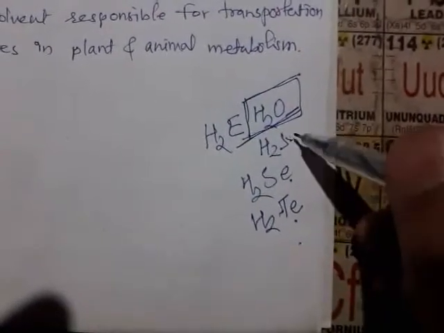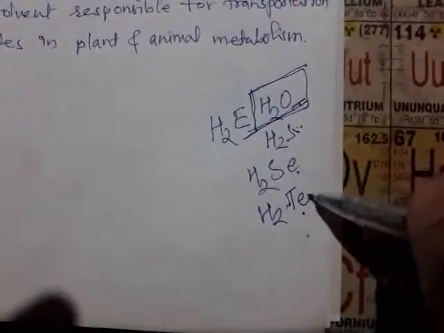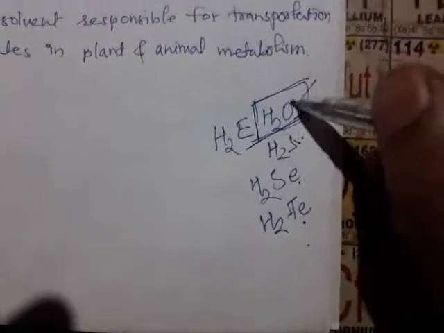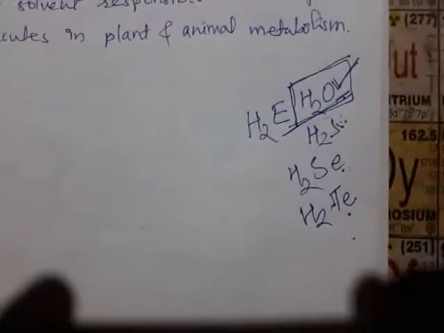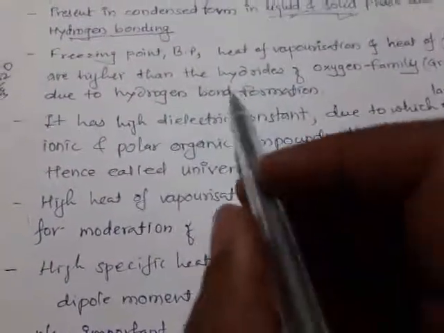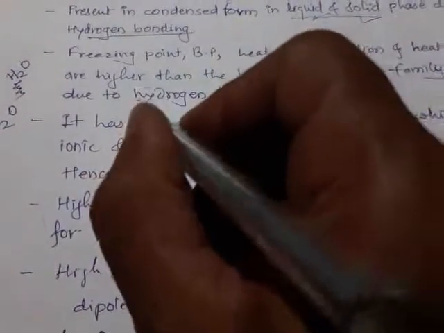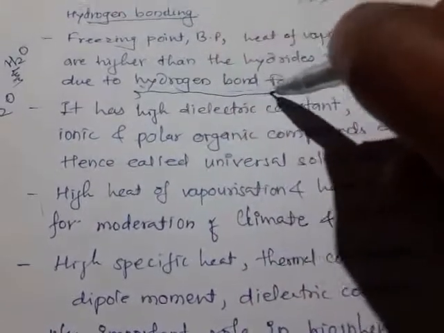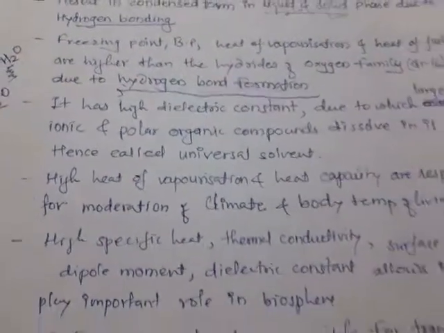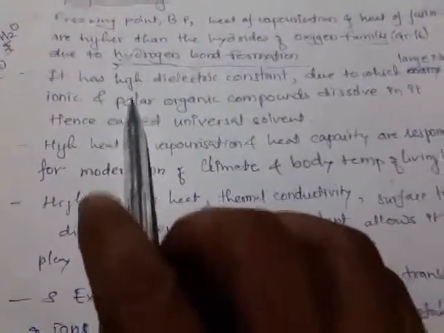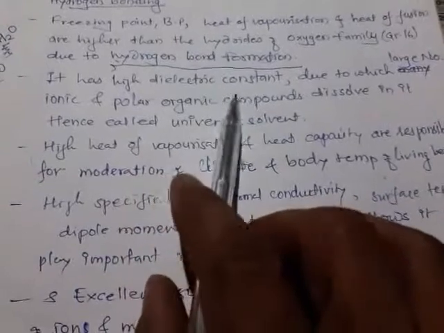If you observe the boiling point, freezing point, heat of vaporization, and heat of fusion for all these elements, water has a very high freezing point, boiling point, heat of evaporation and heat of fusion. What is the reason for that? This is due to hydrogen bonds. Intermolecular hydrogen bonding is responsible for this. Now, water has a high dielectric constant.